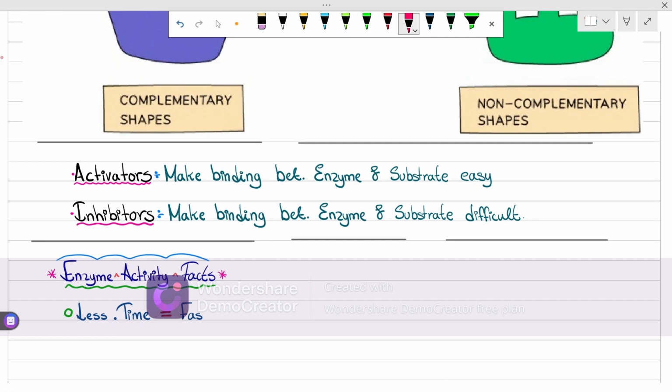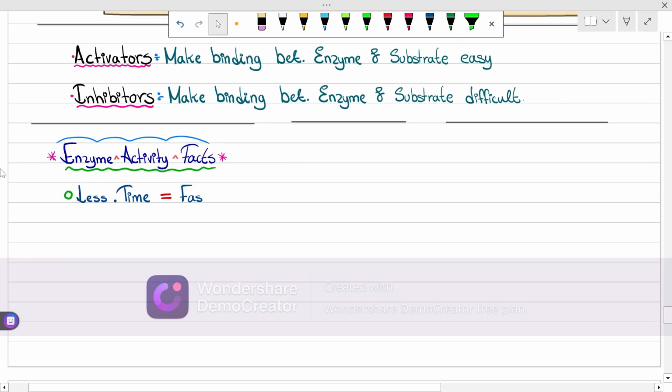Activators and inhibitors. Activators are substances that make binding between enzymes and substrates easy. Inhibitors are substances that make the binding between enzymes and substrates difficult. Less time is equal to fast. What does this mean? For enzyme activity, the less time it takes, the faster it is. So the less time it takes for an enzyme to catalyze a substrate, the faster the enzyme is.